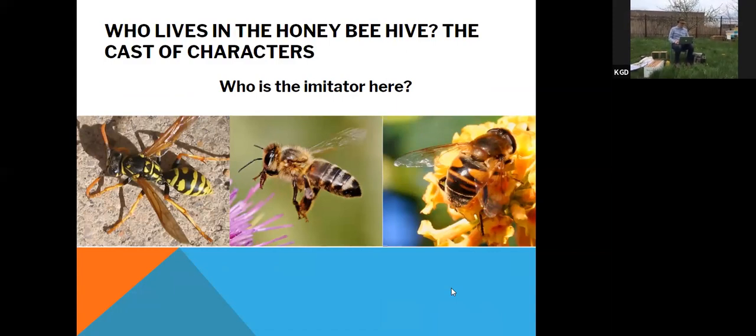Natalie is guessing the first one is the imitator. And then someone said the middle is the actual honeybee. Is that right? Yep, correct. These folks know what they're talking about. Okay, so the one on the right is a hoverfly, so it's not even related to the honeybee at all. The one in the middle is a honeybee, and you can partially tell that because it's fuzzy. And the one on the left is a yellow jacket.